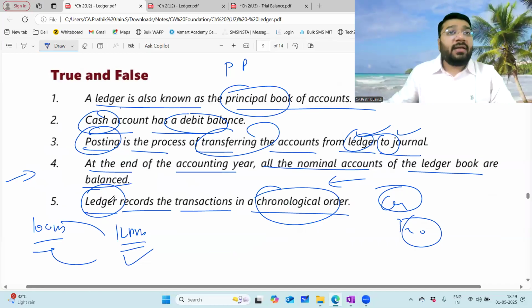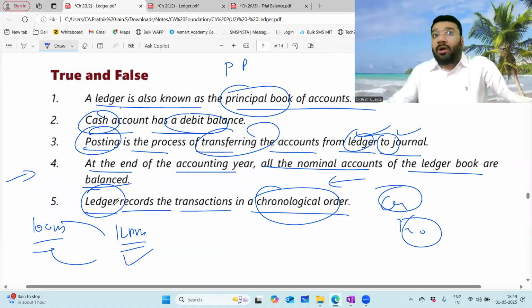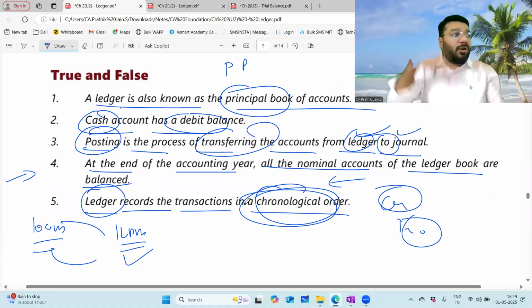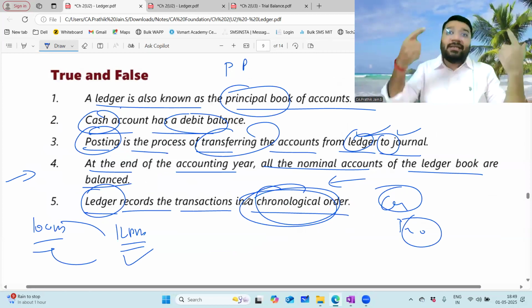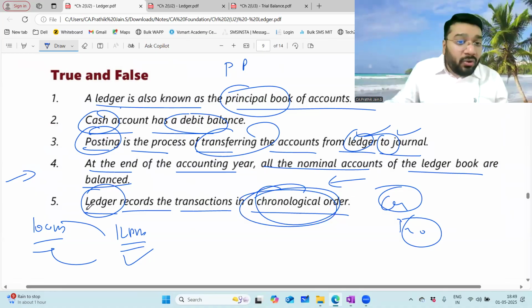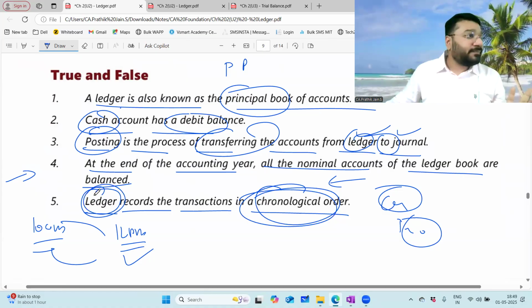Instead of telling that false, ledger is recorded in analytical order, what if I don't talk anything about ledger, rather I would say what is recorded in chronological order? Journal is recorded in the chronological order. You can do that, but you will lose marks. Half mark you will get, because they want to know if ledger is not recorded in the chronological order, then what order is recorded. We have to know that.